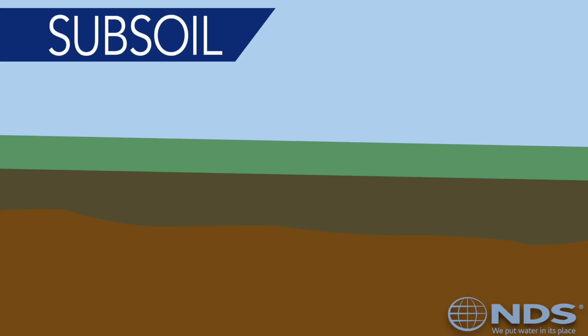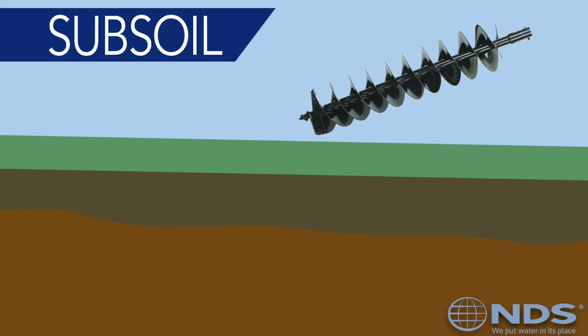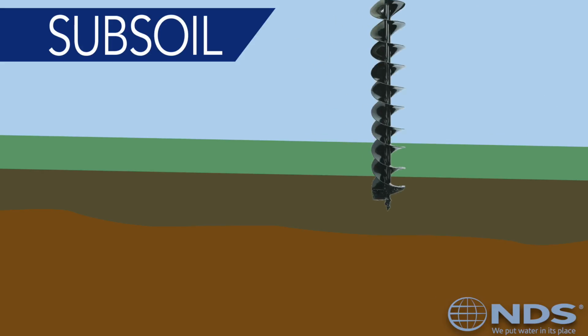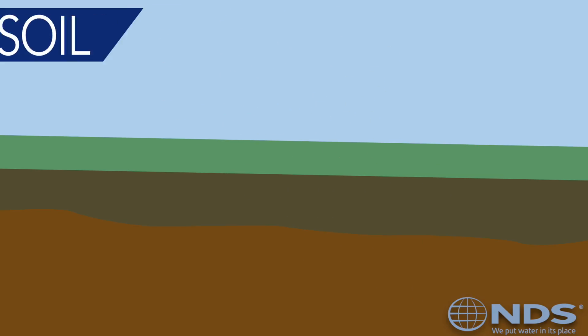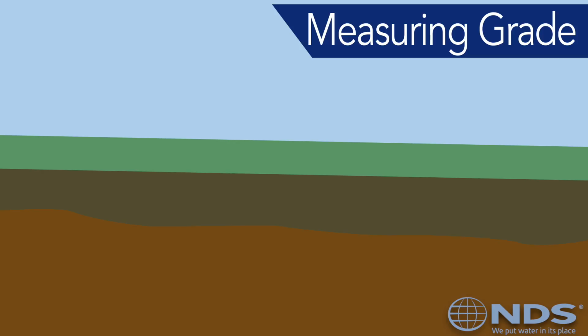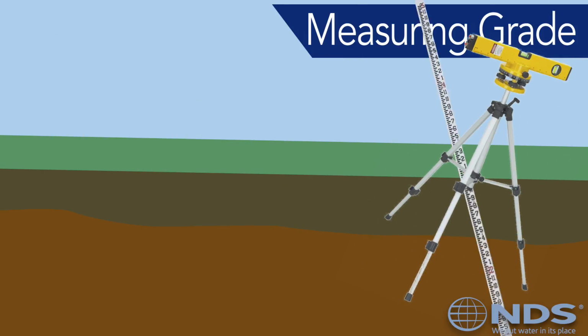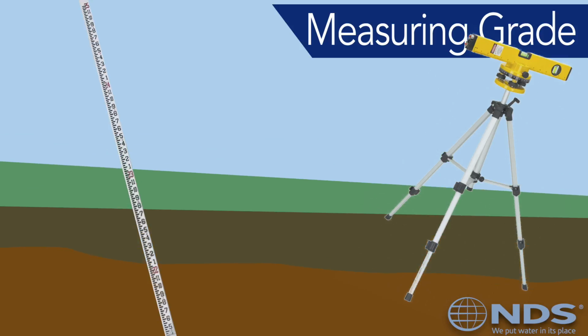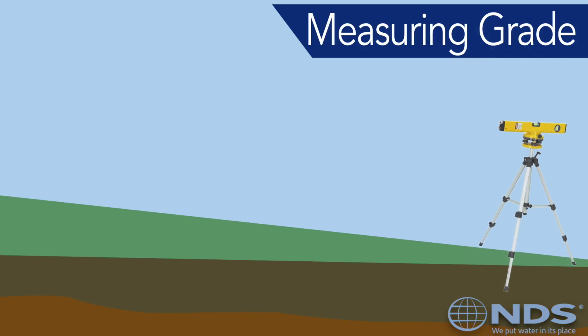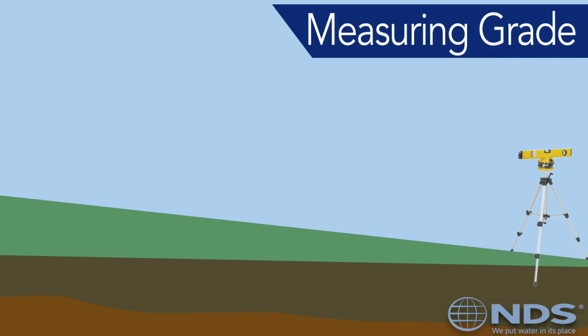If the soil conditions on site are unknown, you can take a soil sample with a 3-foot or longer auger or soil probe. As you examine each area on your site, be sure to measure its slope or grade. To measure the grade, you'll need a laser level with a measuring rod. Different levels work in slightly different ways, but the basic idea is that you set up the tripod with the laser level so that the level is higher than the highest point you want to measure.